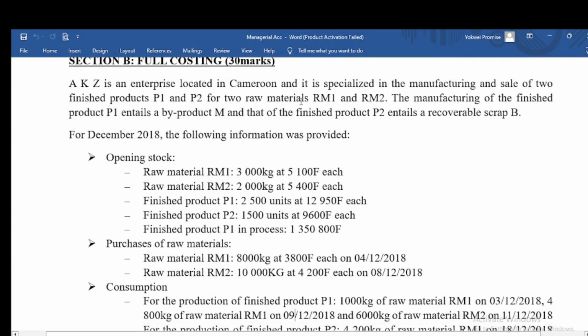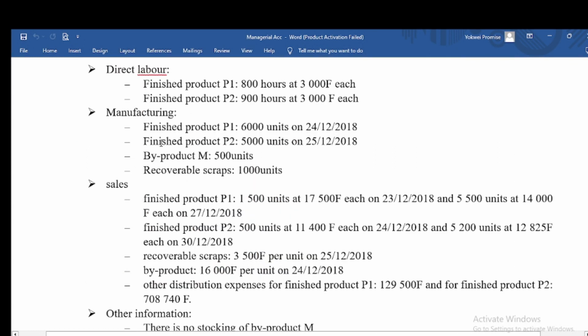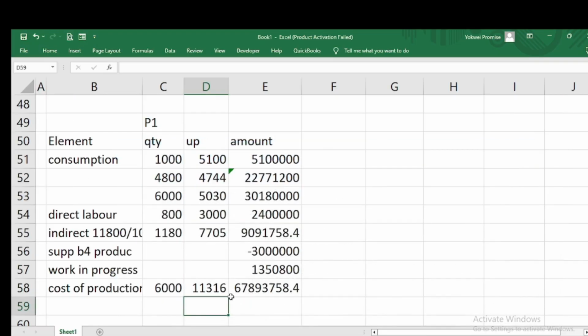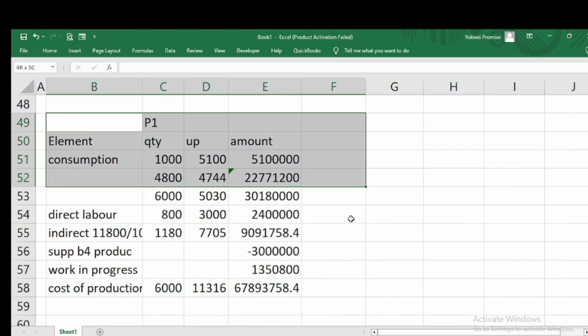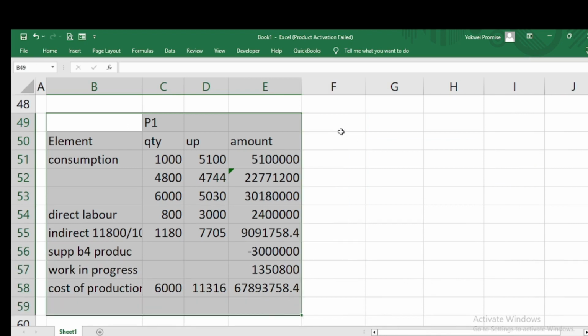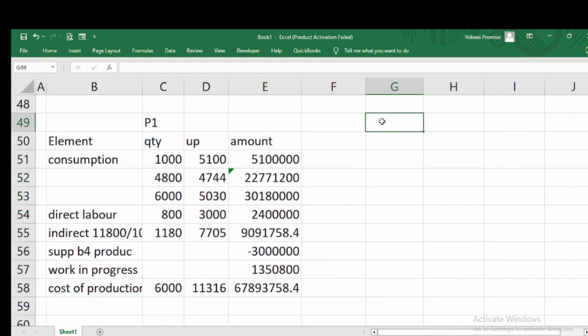Then for finished product P2, well, 5,000 units. So please, we just follow the same procedure and determine the production cost of finished product P2. And from there, feel free to chat me up with any issue that you might encounter.